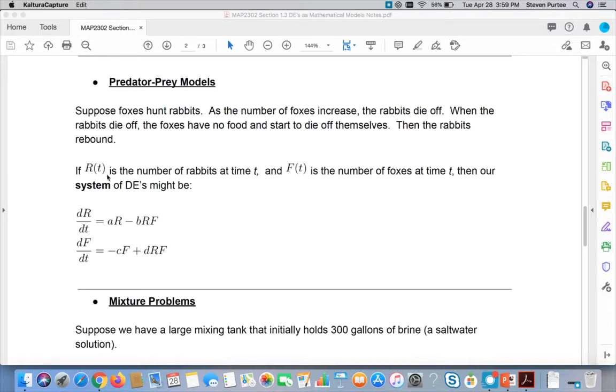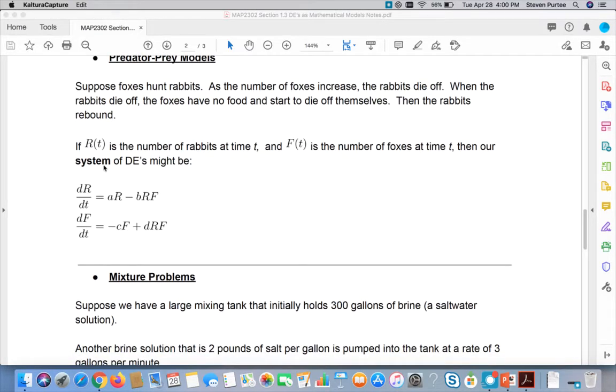So if we call R of t the number of rabbits at time t, and F of t the number of foxes, then we could write maybe this system of differential equations. This is a coupled system of DEs where the rate of change of rabbits is proportional to the number of rabbits you have. The more rabbits you have, the faster rabbits grow. But it's inversely proportional, we got this negative here, to the number of foxes.